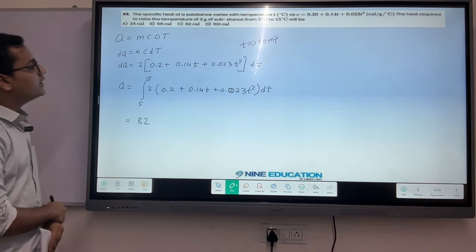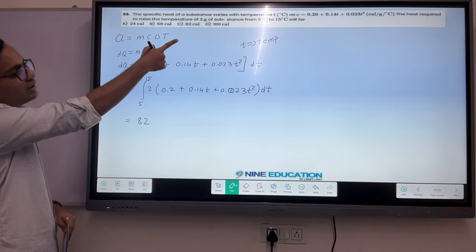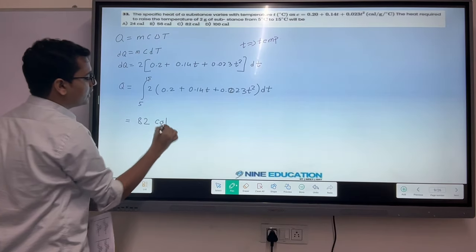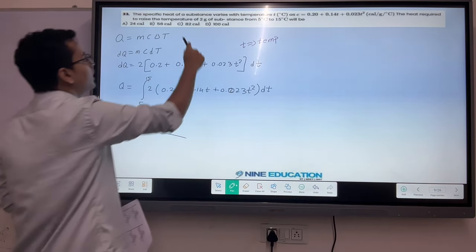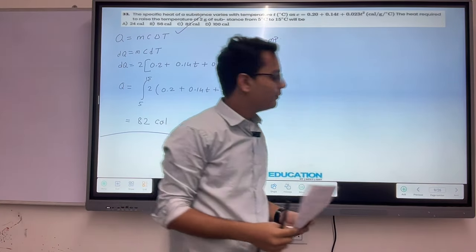Okay. What will be the unit of this? It will depend on the unit of C. It is given as calories. So here also the unit will be calories. Okay, 82 calories. Clear?